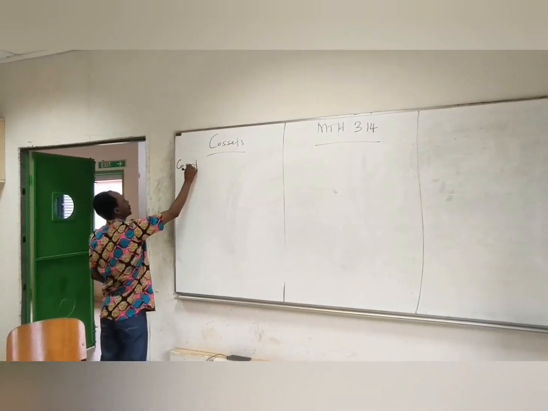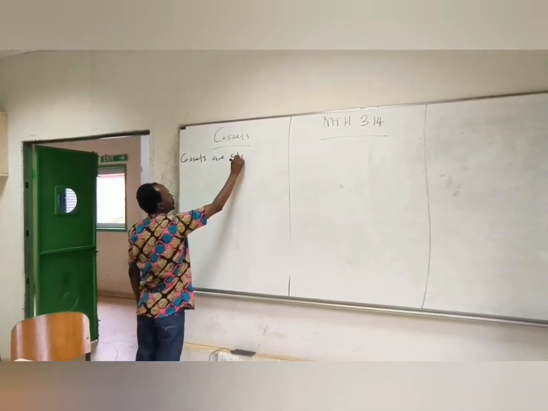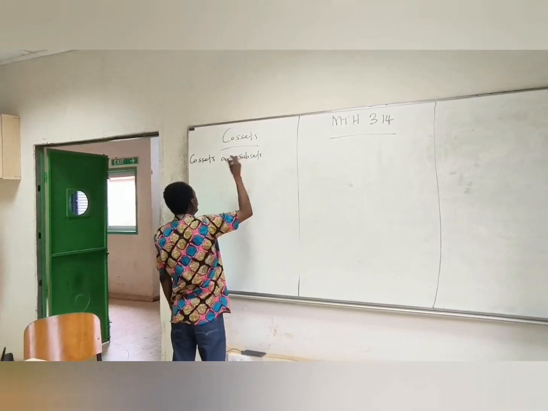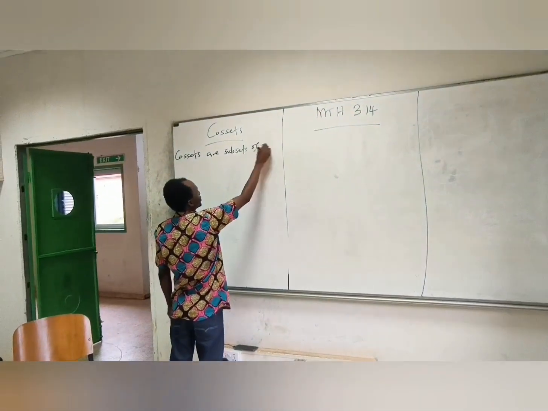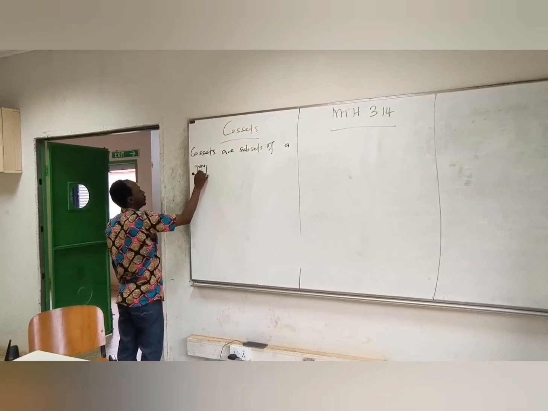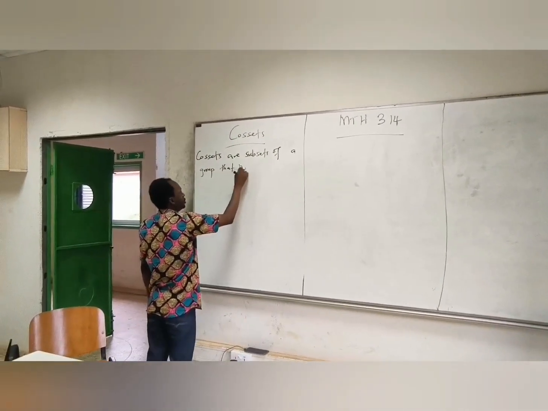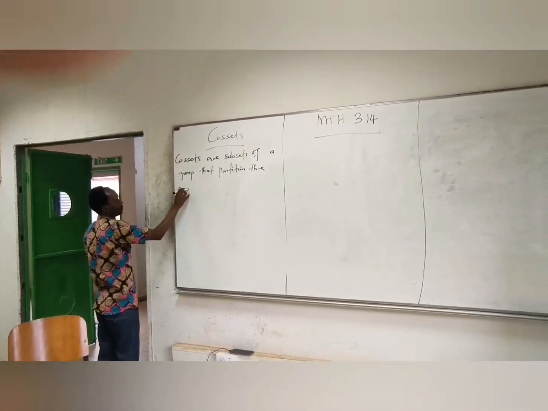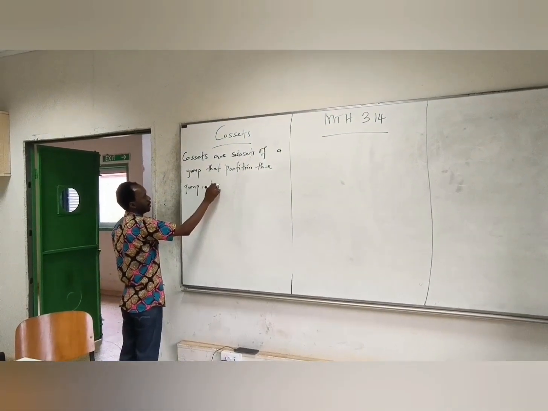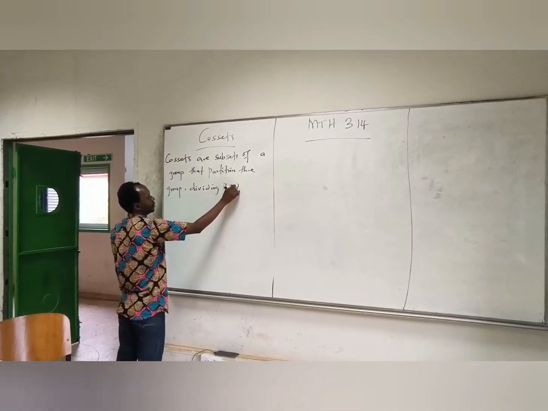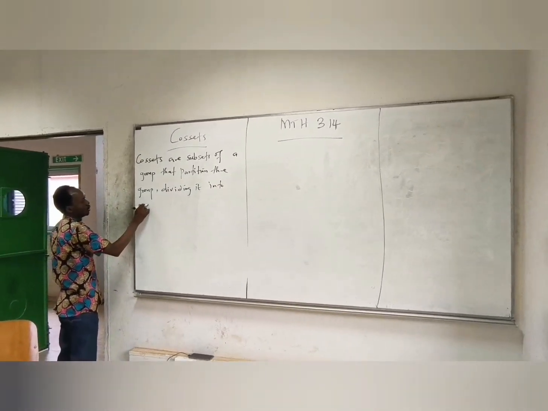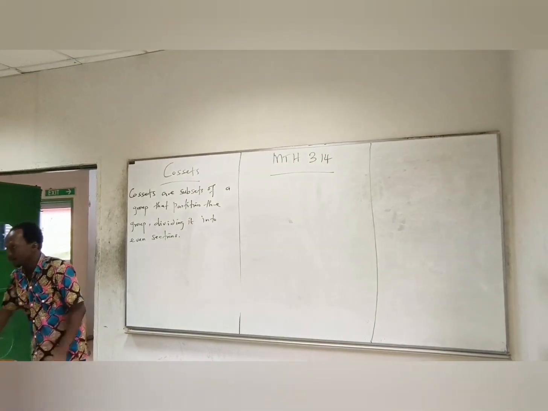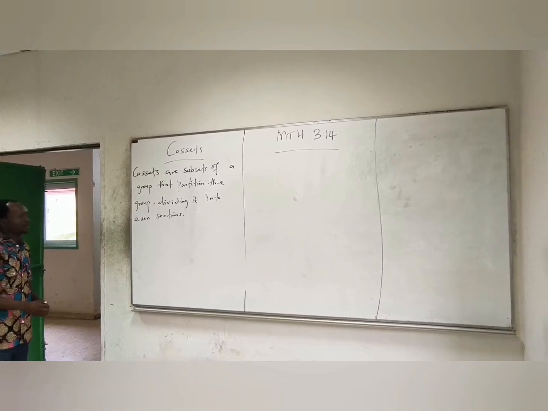Cosets are subsets of a group that partition the group, dividing it into even sections.